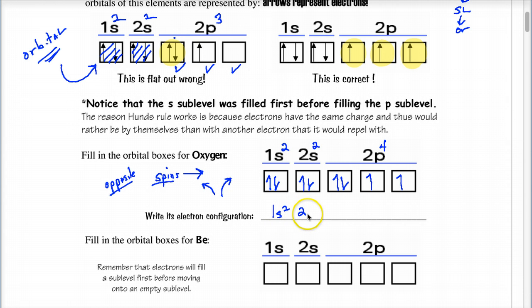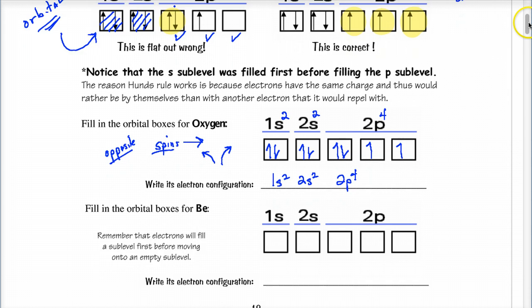And by the way, for those that don't know, I'm using the notes that I printed out for you. Okay. All right, moving on.